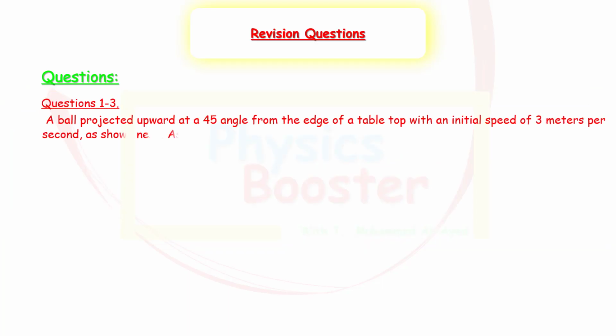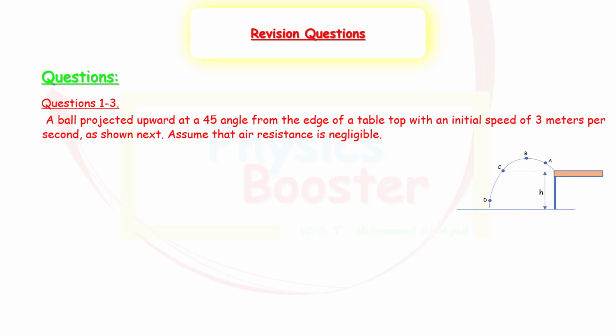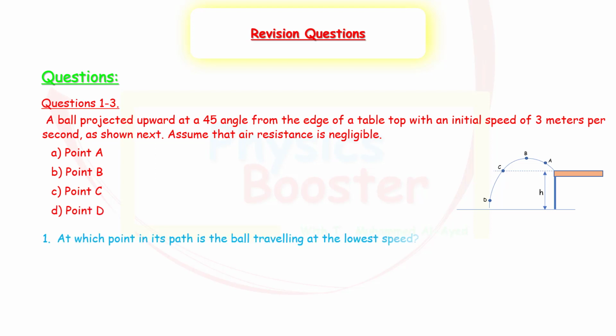It says here, for questions 1 to 3, a ball is projected upward at a 45 degree angle from the edge of a table with an initial speed of 3 meters per second, as shown next. Assume that air resistance is negligible and answer using the following choices A, B, C, or D. So question number 1 says, at which point in the path is the ball traveling at its lowest speed?